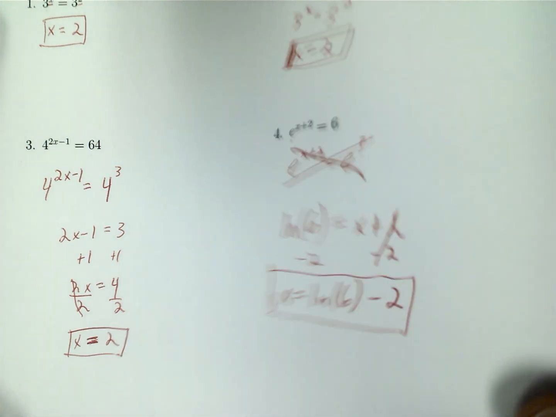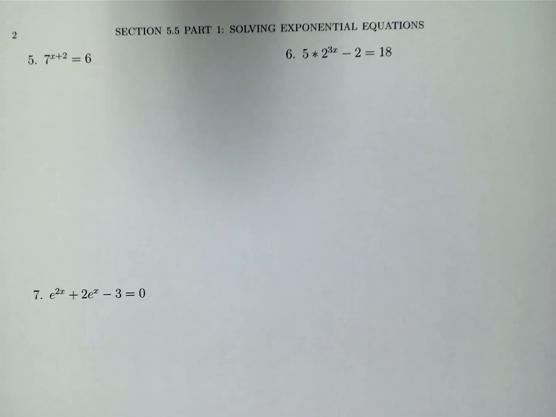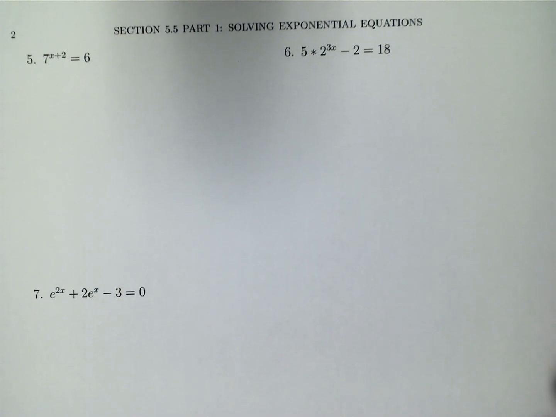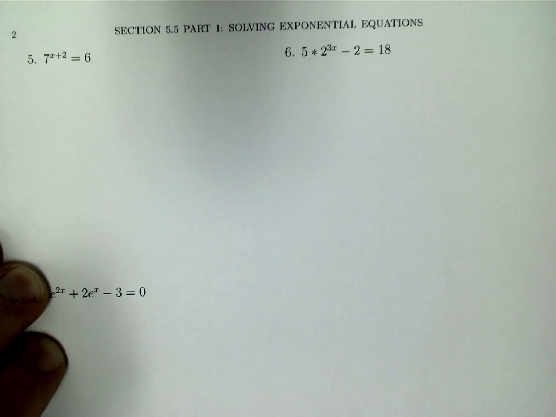So now we have two methods. As it turns out, with number 5, we're going to have to use that second method again because we can't think of 6 as rewritten as 7 to some power very quickly.